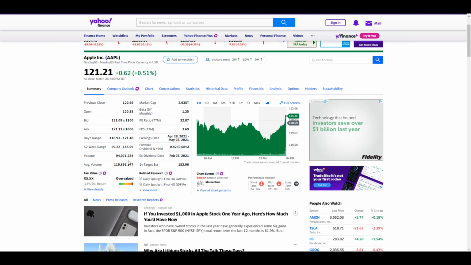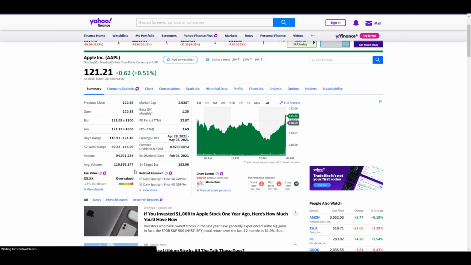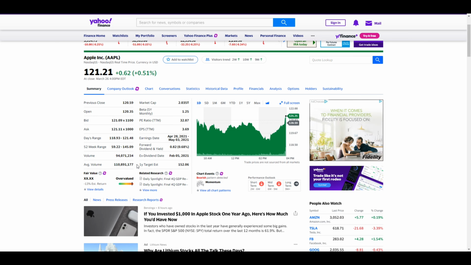The volume is the number of shares that were traded on that day, and on Friday, about 94 million shares traded. And here's the average volume, which is about 111 million shares. So you can see that the volume was below the average. So Friday was a little bit of a quiet day for Apple.